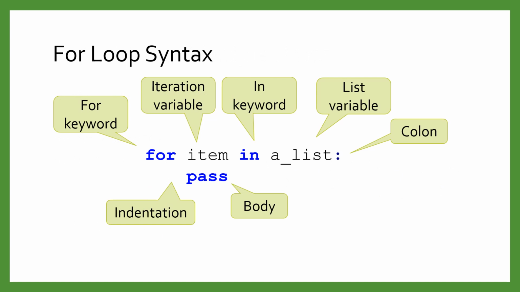Here is how we write a for loop. First, we write the word for. Then, we make a new variable named the iteration variable. We'll come back to this later. Next, we write the word in. Then, we put the list variable, or value, that we want to iterate over. After that, we need to put a colon. Finally, we put any statements to run inside the body of the loop.